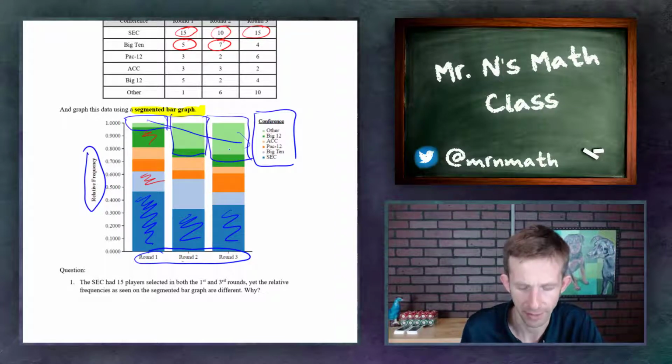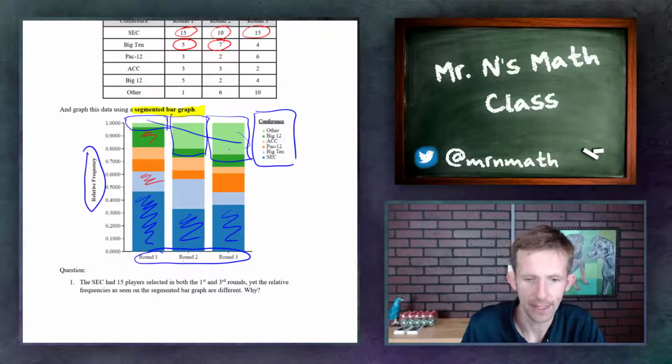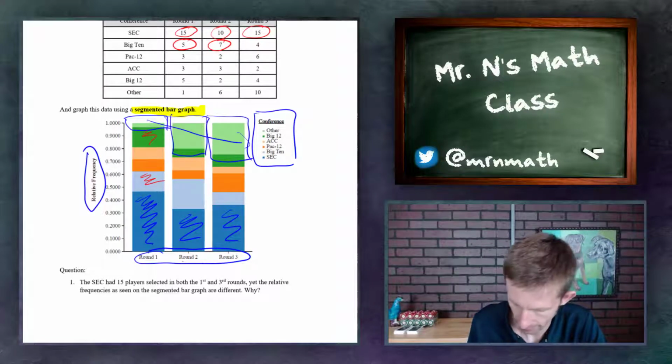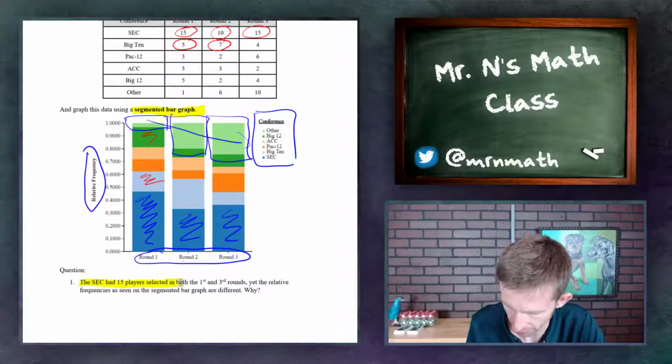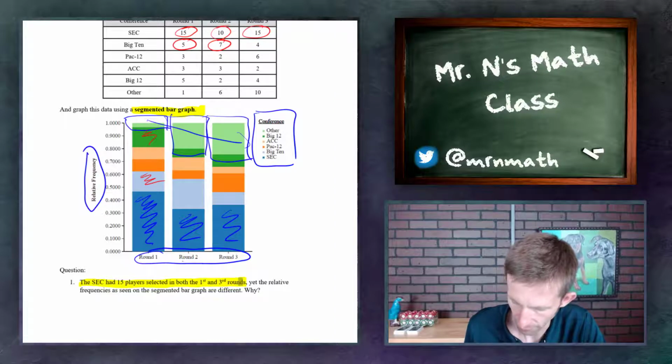All right, so here's my question. The SEC had 15 players selected in both the first and third rounds, yet relative frequencies, as seen on the segmented bar graph, are different.